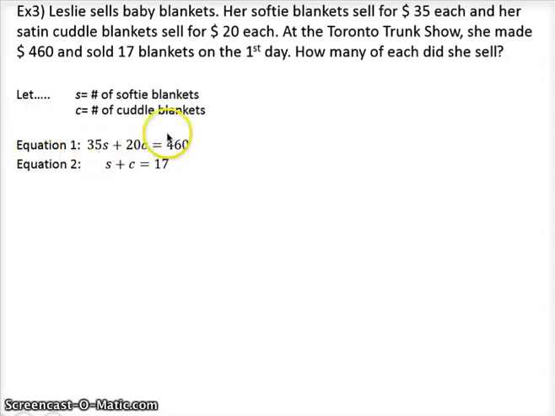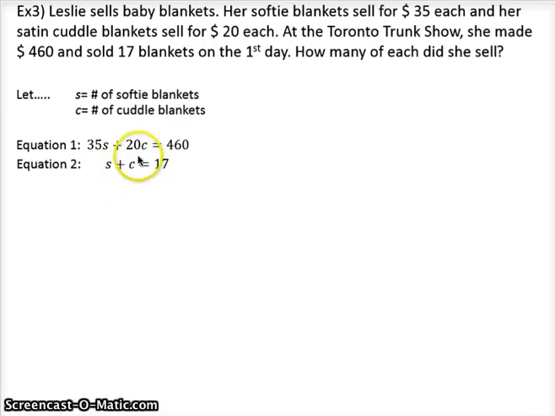So you should see that your $460 is going to come from your value in both amounts. Your 17 blankets is going to come from the sum of each blanket. So you could use substitution, but we can also see that we can eliminate by simply multiplying the second equation by a constant to get the same coefficient but a different sign for each of our variables. Okay, so you can choose which one you want to eliminate.